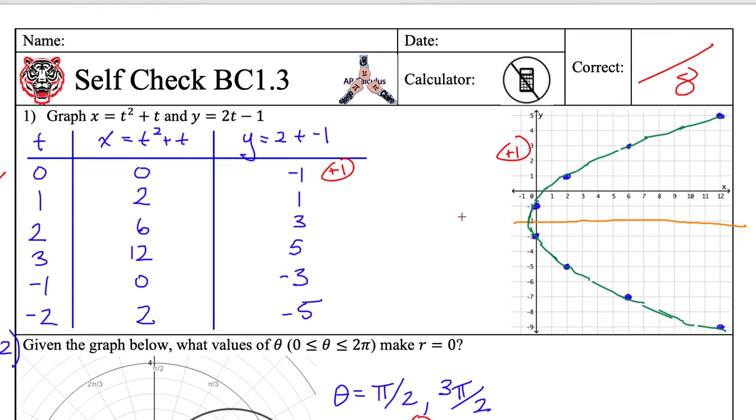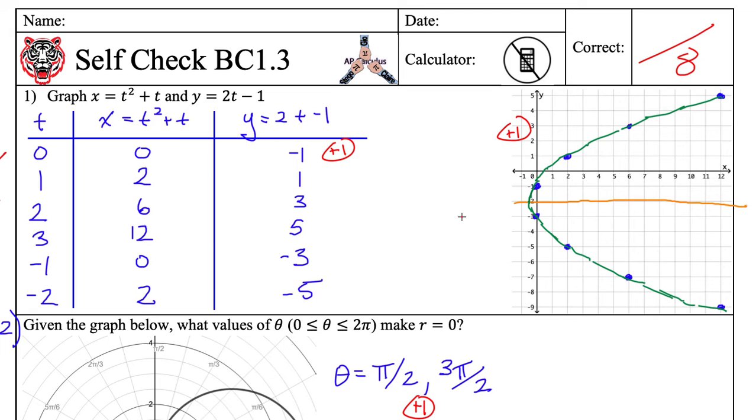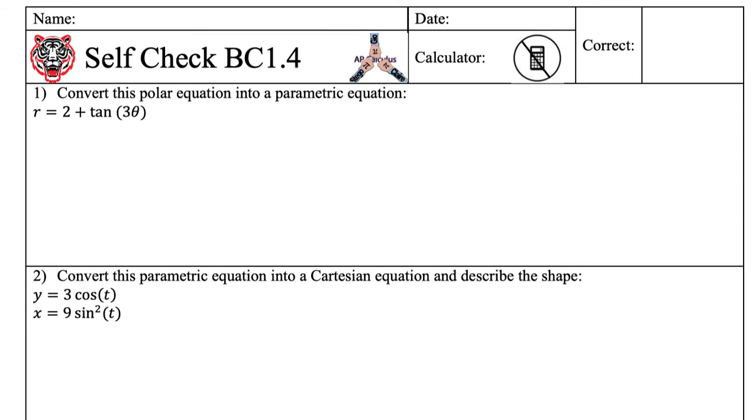So give yourself another 10 minutes, and then we'll do self-check 1.4. All right, so number 1, we need to convert to a parametric equation. These are pretty easy. If you remember your formulas, x is equal to, take whatever this r is, and then multiply it by cosine. It's frozen. Oh, oops.